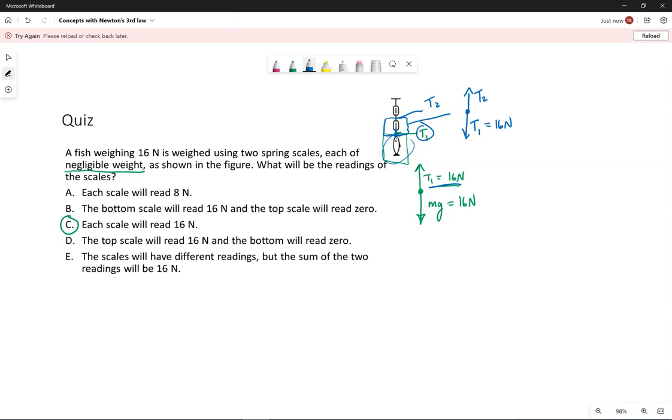Since the acceleration is 0, these forces must balance each other out. So the top scale is essentially reading tension 2, which we now know needs to be 16 newtons. The bottom scale is reading tension 1, which also needs to read 16 newtons. So this is why the answer is C. It can be helpful to break down into those individual components within the system to better understand what's happening and how those forces are relating.